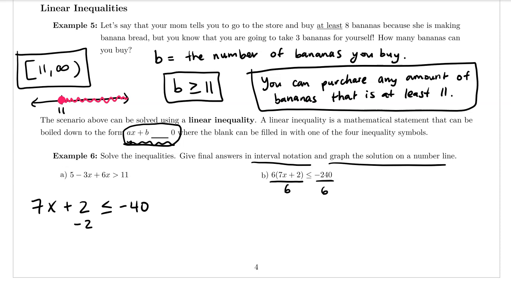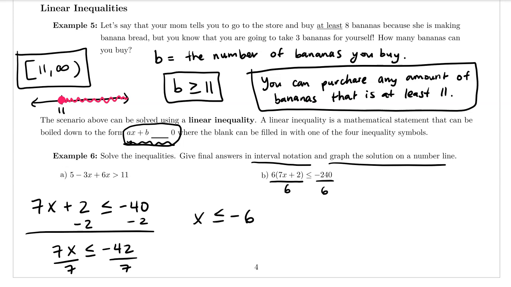From here, I can subtract 2 on both sides, and then that's going to leave me with 7x is less than or equal to negative 42. And then from here, I can divide both sides by 7, and that's going to give us x is less than or equal to negative 6. So there's our answer in inequality notation.